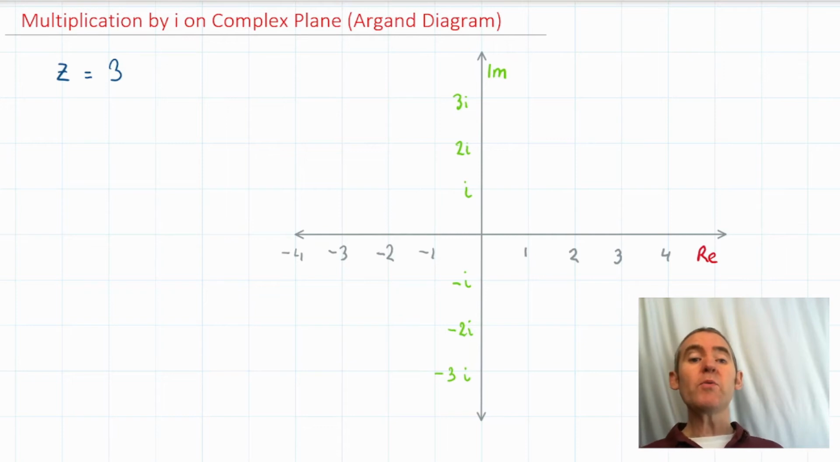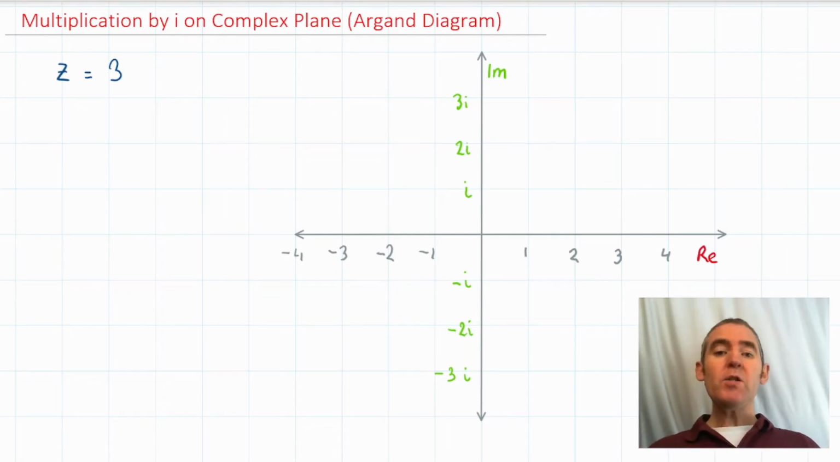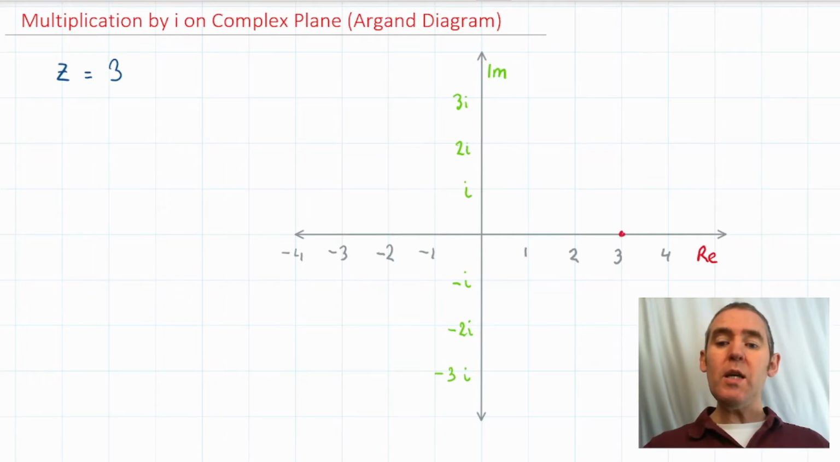I want to look at what happens when you multiply any number by i. What happens to it on the complex plane? So we're going to take the very simple number 3. We're going to just show you that point there. So 3 is here on the real number line.